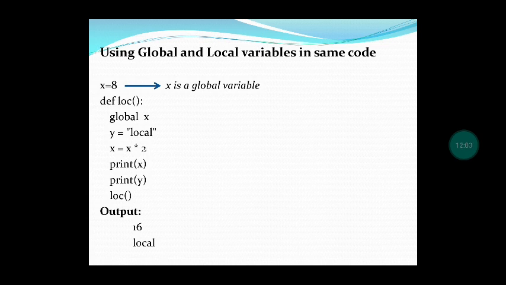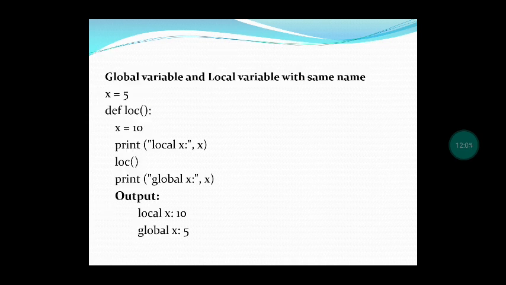Next example, global variable and local variable with the same name. In the previous example, we used x and y, global variable as x and local variable as y. Both are different names. But in this code, we have used the same name for both the variables.